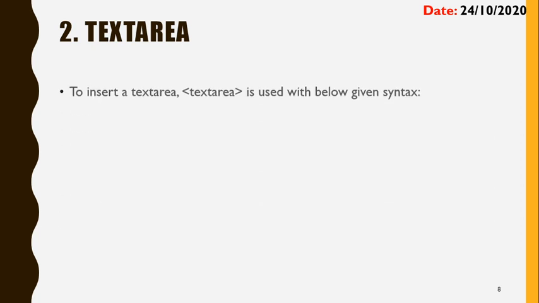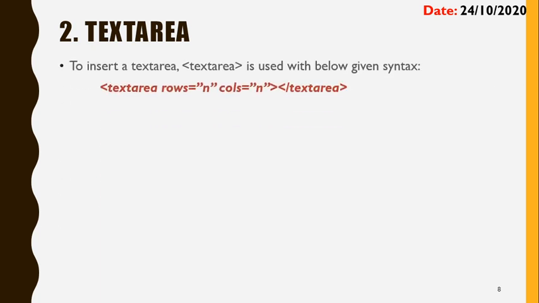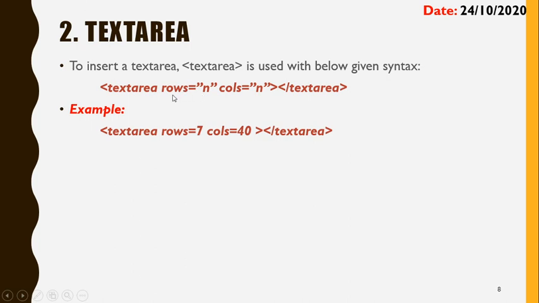Now the second topic is textarea. In a textarea you can enter a lot of text as compared to the text box. While you are going to insert a textarea, the tag is textarea. There is no input tag before the textarea, so you simply write textarea, and then how many rows you are going to write and how many columns you are going to write, then you close the textarea.